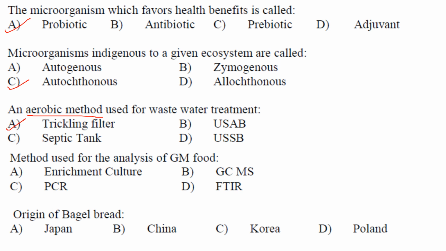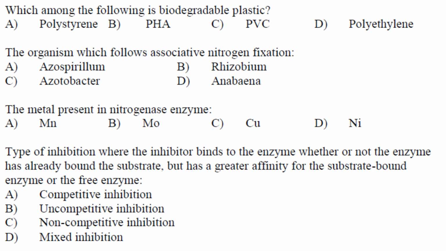Then next one. Method for the analysis of GM foods is PCR. Enrichment culture is used for microbiological analysis. FTIR is Fourier transform infrared spectroscopy used for chemical analysis, not for GM detection. So what is the answer? PCR. Origin of bagel bread is in Poland. Answer is option D. Which among the following is a biodegradable plastic? It is PHA. A question similar to this was asked in January 2024 also. So PHA is polyhydroxyalkanoates produced by fermentation of sugarcane, potato starch and other biomasses.